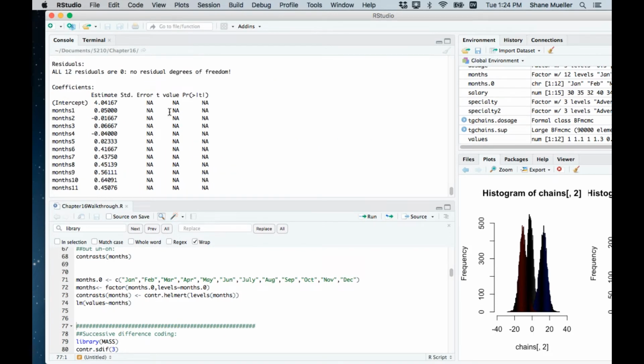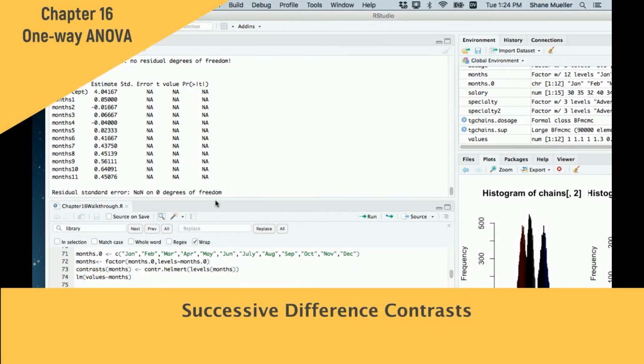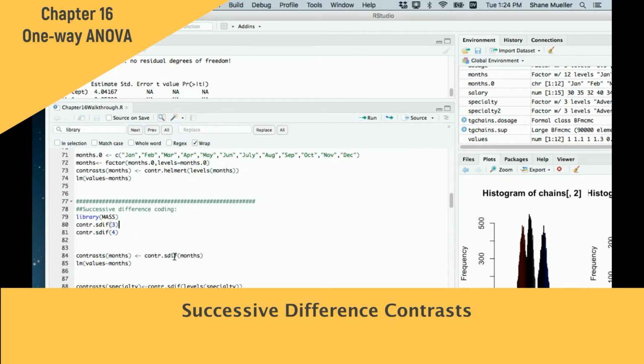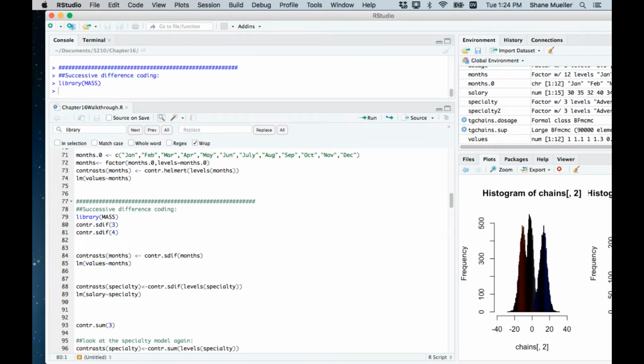So we can't really do any statistics on this because we only have one observation per level, but we can still estimate all the parameters. Okay, next, within the MASS library, there's something sort of related to Helmert coding called successive difference coding. If you load MASS, it's available as contr.sdiff. And it looks kind of weird.